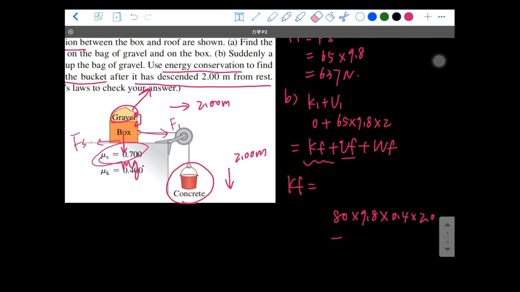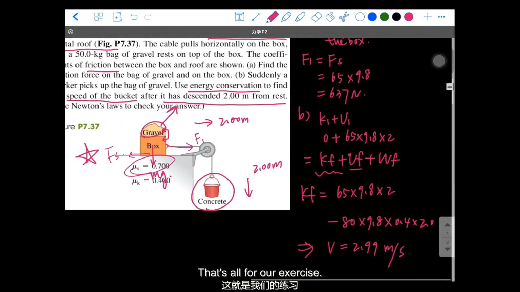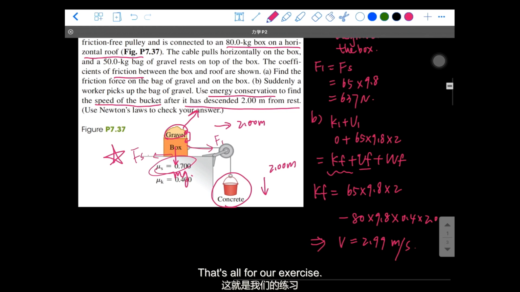Okay, to correct this, it should be written as, okay, so that's the correct form, right? And we can now yield the value of velocity, which should be 2.99 meters per second. Okay, so that's all for our little exercise.